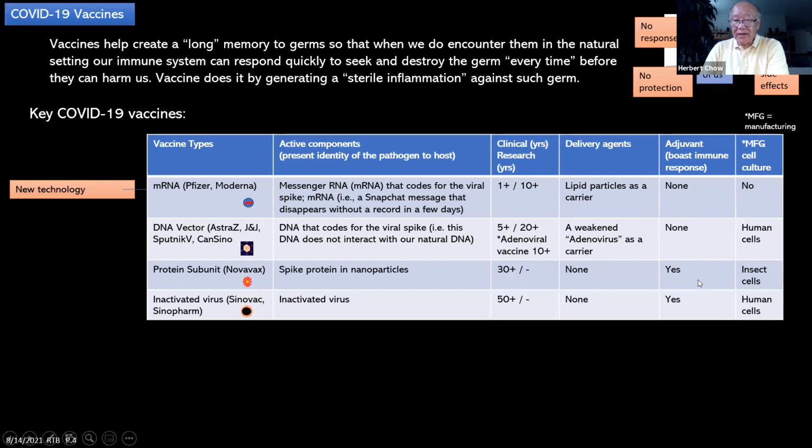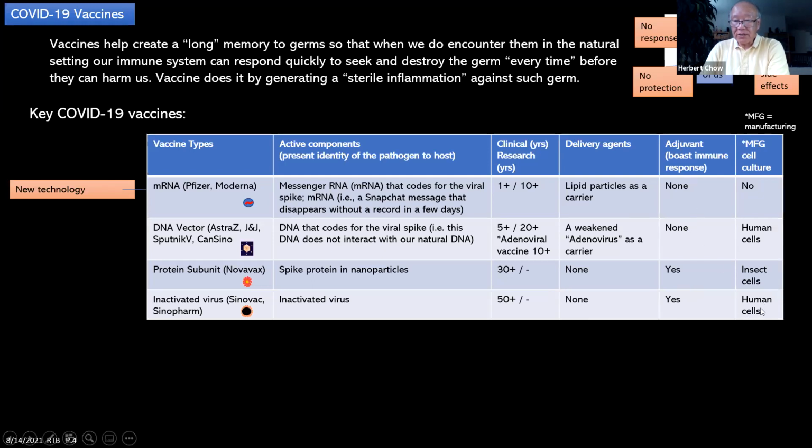Adjuvant is something that notifies the body that here is something I need you to pay attention to. It is needed for the inactivated virus and also the protein subunit, and is not needed for the new platform. So I'm happy that we shared this, because this by itself will get rid of a lot of the side effects.